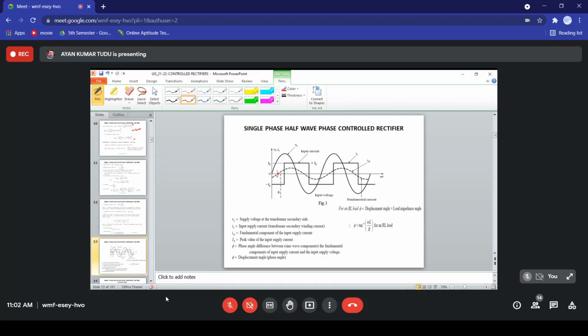Okay, and we have another phi that is known as our displacement angle. Now what will happen, for an RL load, this displacement angle phi is given as how much? Equal to tan inverse omega L by R for an RL load. Okay, what is happening for RL load, we'll be seeing in the next slide only. Up to here it is clear?